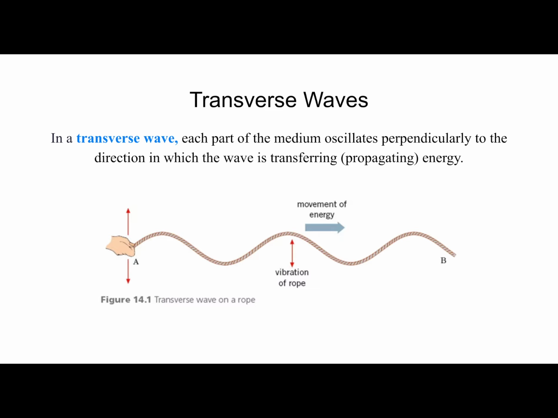Examples of transverse waves in real life are water waves, light waves, a Mexican wave in a sports stadium that's oscillating up and down perpendicularly to the direction it's propagating energy, vibration on guitar strings, and what is visible in front of you, a transverse wave on a rope in which the waves are moved up and down and the movement of energy is to the right, so it's perpendicular to the movement up and down.